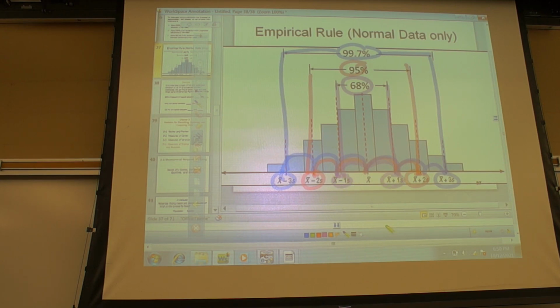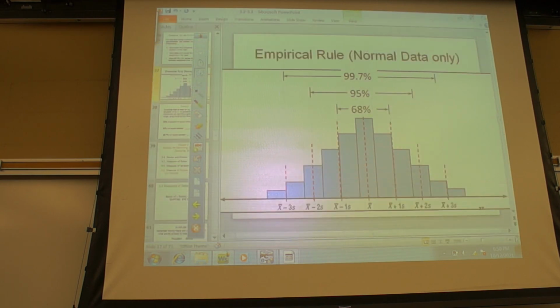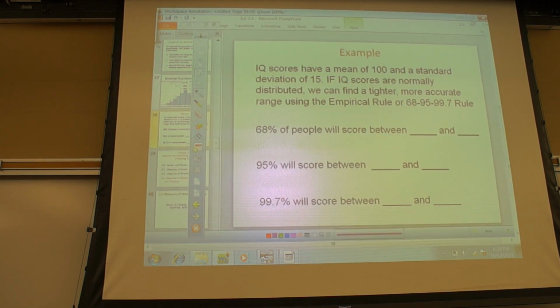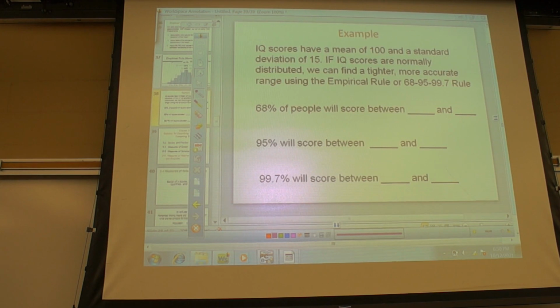So it says for normal data. What counts as normal data? Ones where I tell you to assume it's approximately normally distributed. The good thing is a fair amount of data is approximately normally distributed, and most of what we're going to focus on is data that's approximately normally distributed.